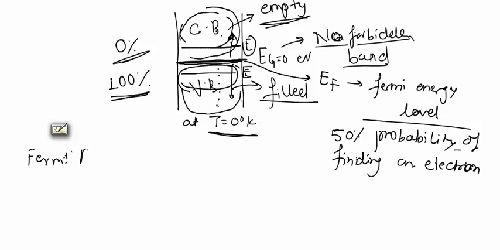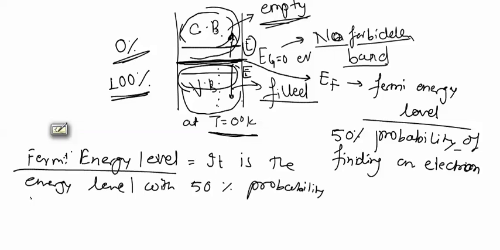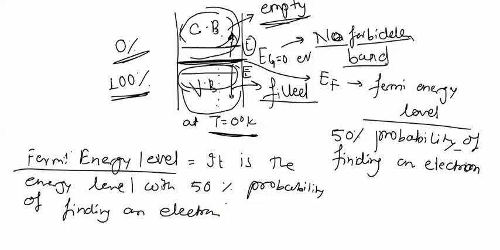So we can define the Fermi energy level: it is the energy level with 50% probability of finding an electron. So the Fermi energy level for a semiconductor represents the energy level with 50% probability of finding an electron at that energy level.